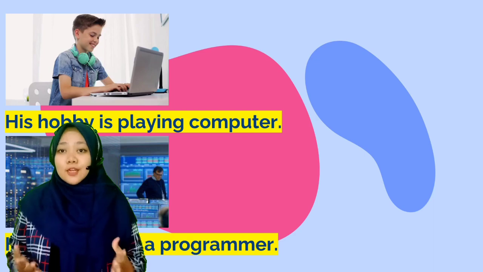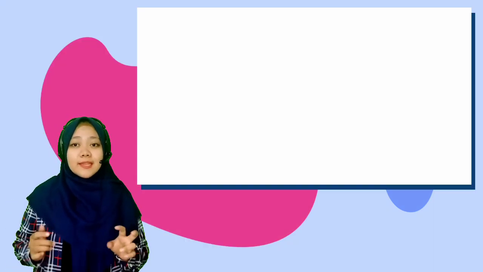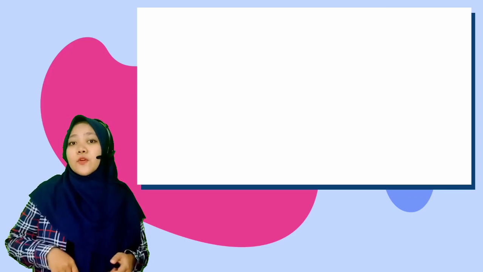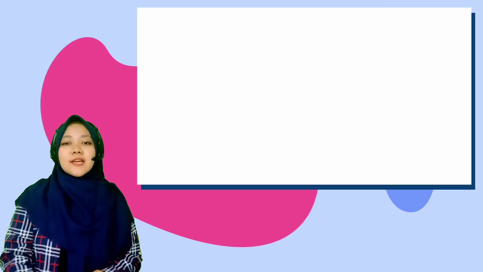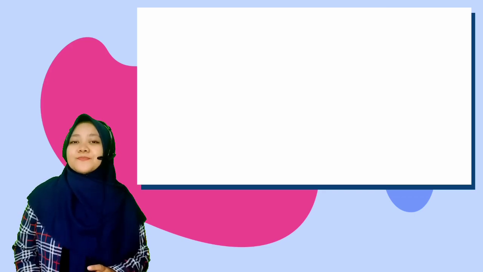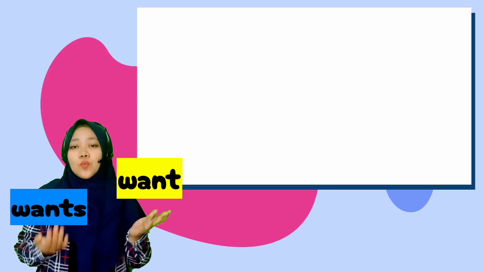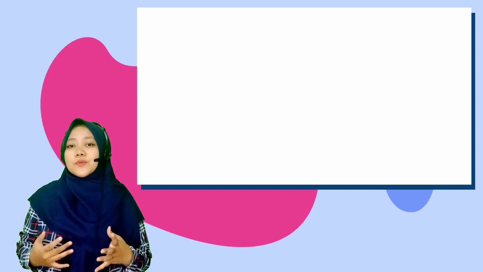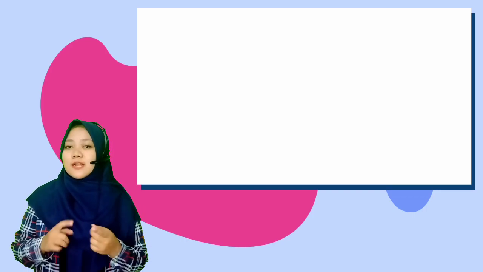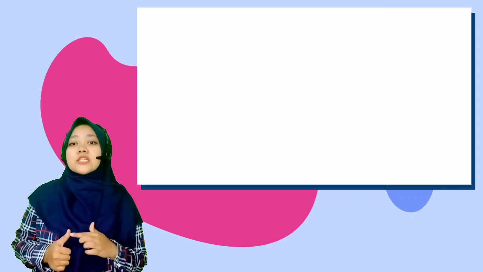Good job. Now we are going to learn how to make a sentence about hobby and about dreams. But before we continue, you have to know what is want. Jadi, kita akan belajar membuat sebuah kalimat. Tapi sebelum itu, kita akan membedakan antara want dengan wants. Bedanya apa? Nah, kita sudah ketahui subjeknya. Subjeknya adalah I, you, they, we, he, she, it.